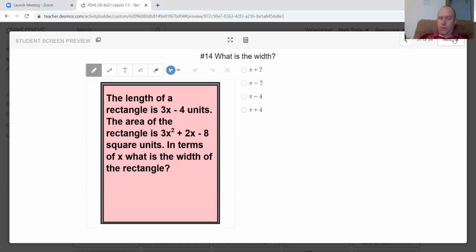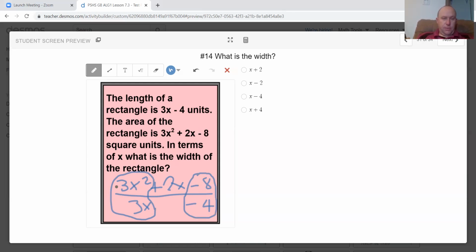And our last question is a word problem. So this is the area question. So we know the two factors together multiply to make the area. So therefore, if we divide the area by one of the lengths, it will tell us what the other one is. So 3x squared plus 2x minus 8 divided by 3x minus 4. We will divide the first terms and we'll divide the last terms again as well. I'm putting a negative 4 right over there just to make it a little easier. There's the first terms and there's the last terms.